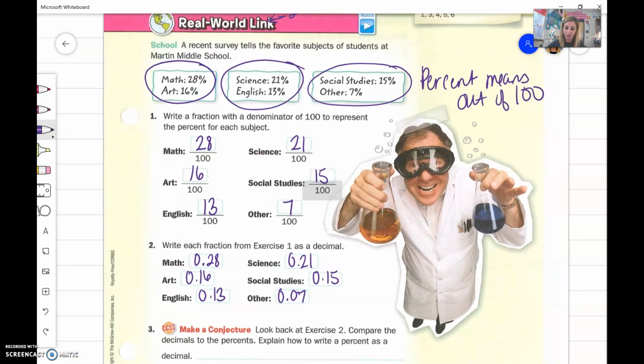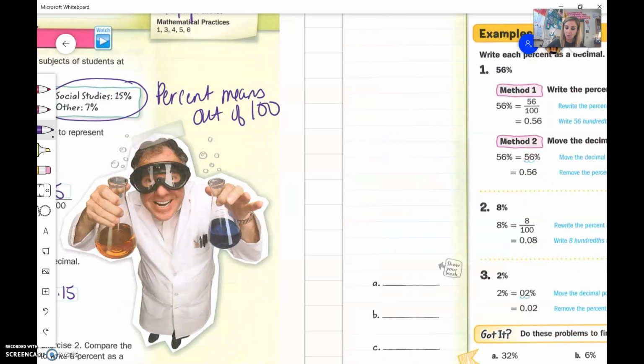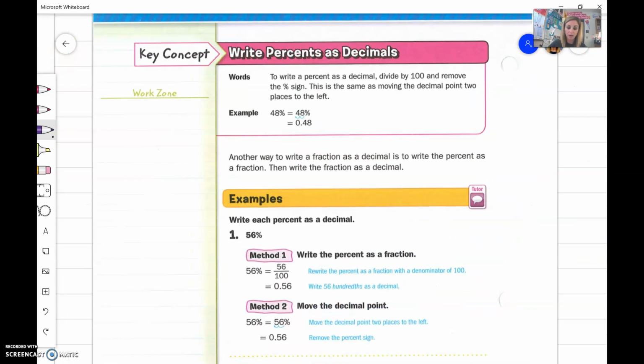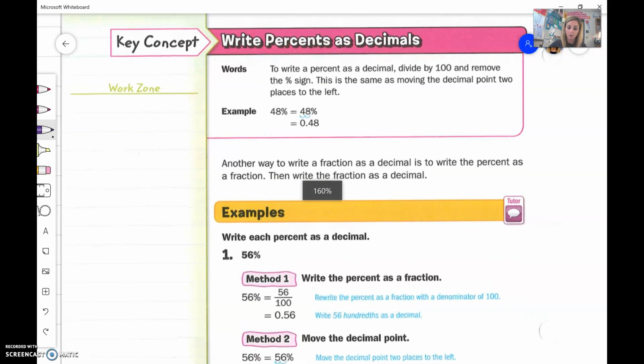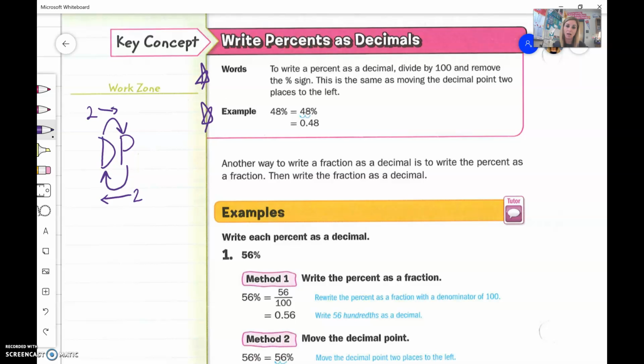Okay. Now, go ahead and turn to the next page, which I just have to slide mine over right here. Okay, this is important. Again, star this because remember on quizzes, this is what we get to use. And up here, we're going to go ahead and write DP for a reminder to help us. And when I go from decimal to a percent, I'm going 2 places to the right. When I go from a percent to a decimal, I'm going 2 places to the left.